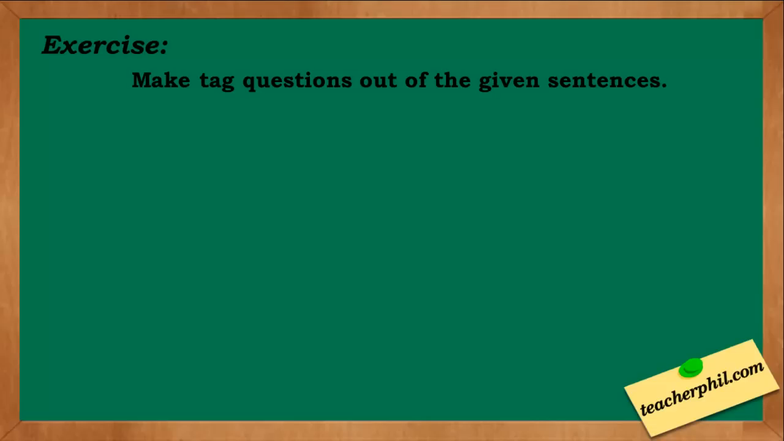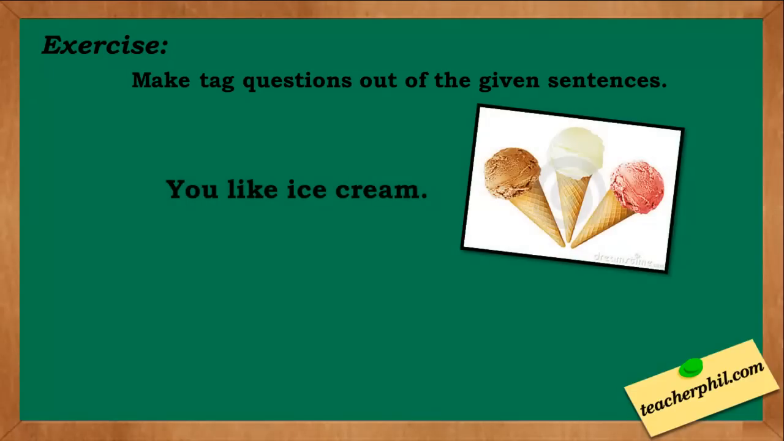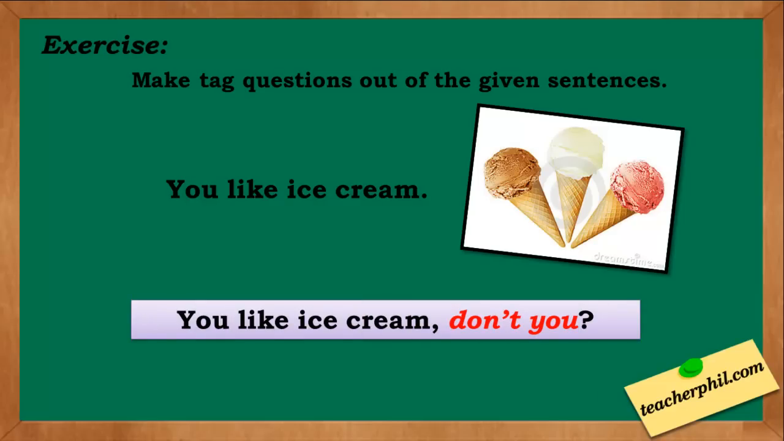For our exercise, make tag questions out of the given sentences. The first one, you like ice cream. The correct answer is, you like ice cream, don't you? We don't have an auxiliary verb here. We only have the main verb like. Therefore, we need to use the verb do since our subject is considered plural, you.